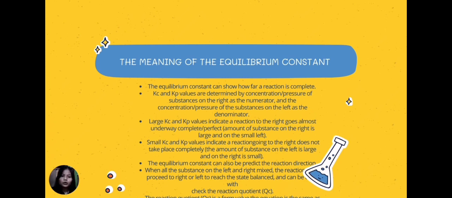Next, the equilibrium constant can also be used to predict the reaction direction. Next, when all the substances on the left and right are mixed and the reaction proceeds to the right or the left, the rates eventually balance, and this can be checked with the reaction quotient.